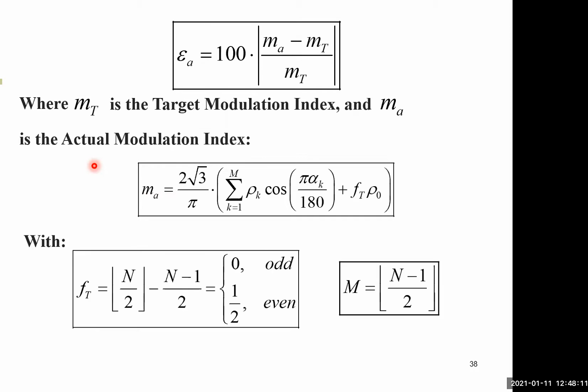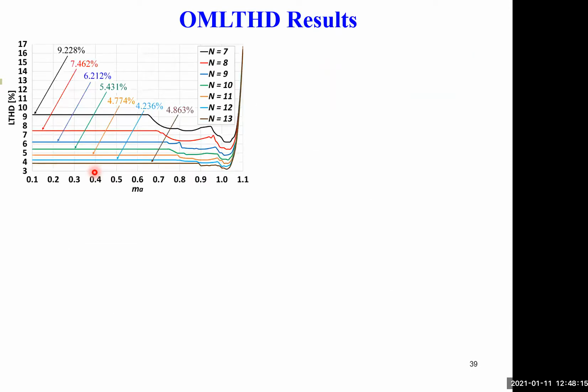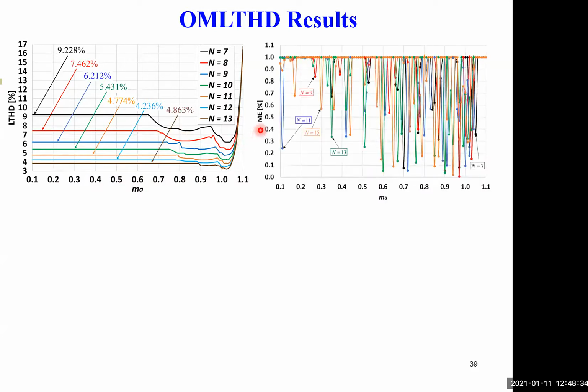Okay, so let's continue and look at results. Okay, we're close to the finish. So these are unequal voltage step results. This is the minimum THD for different numbers of levels from 7 to 13 as a function not of the target modulation, but of the actual modulation. So we want to make sure that we do get the correct result. This is the corresponding percent modulation error.